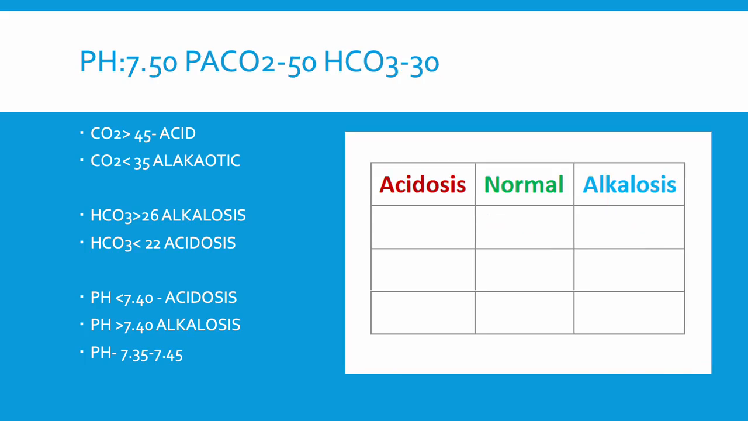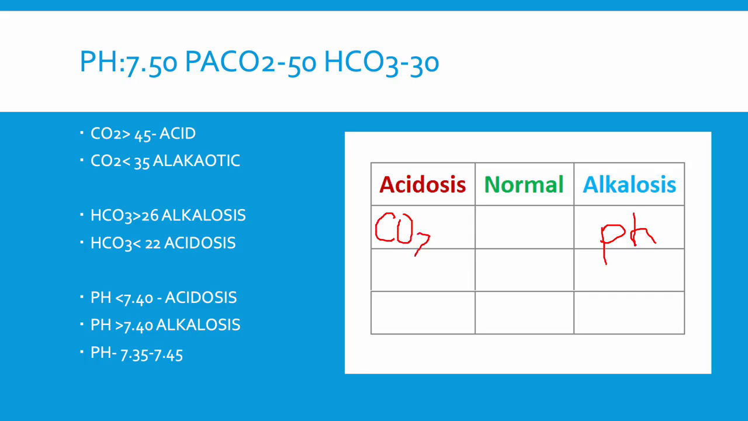All right, so the pH is 7.50. So normal pH is 7.35 to 7.45. So this pH is elevated, so this patient is in alkalosis. So we're going to write pH under alkalosis. All right. So the PCO2 is 50. So normal levels are 35 to 45. So this patient is elevated, so they are acidosis. All right.